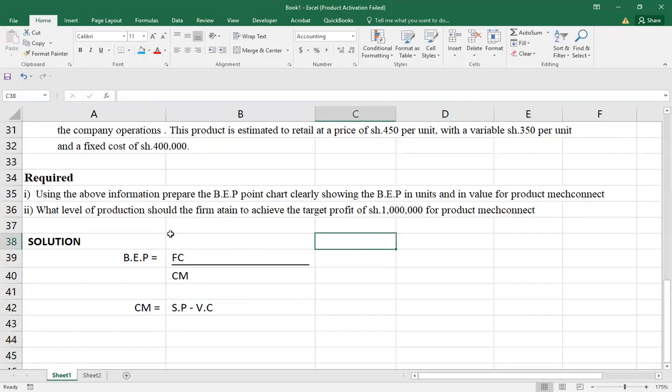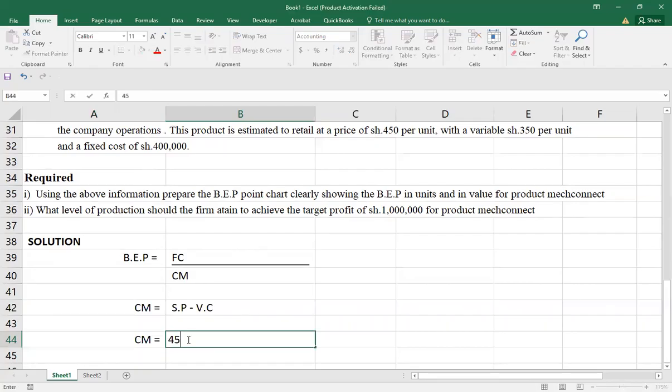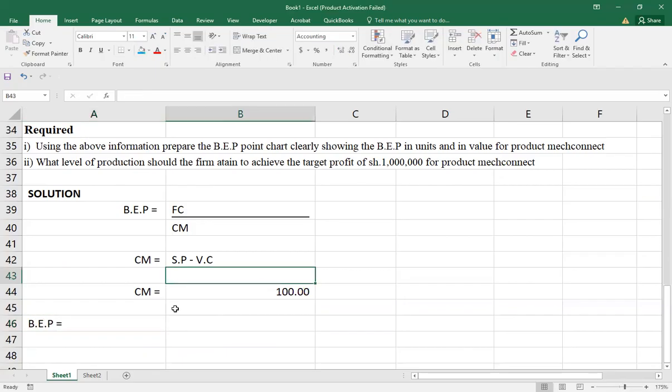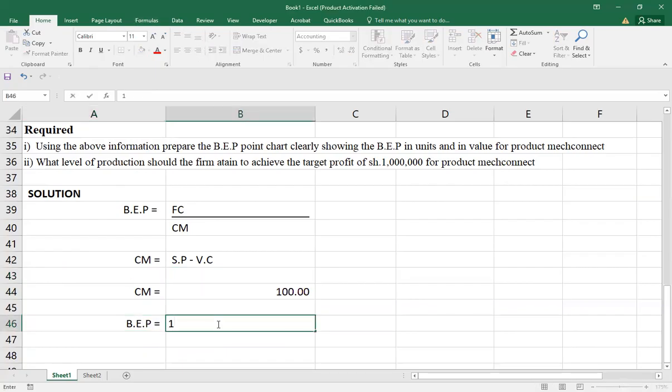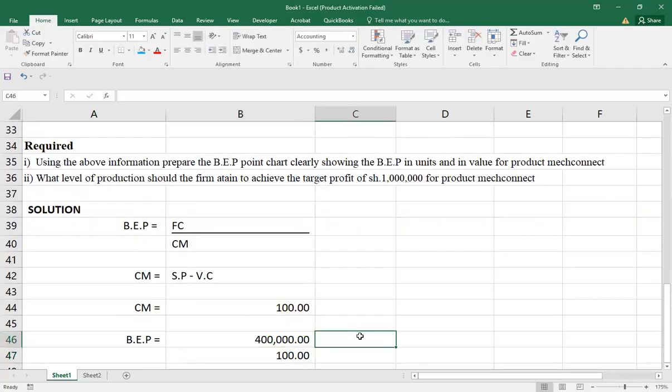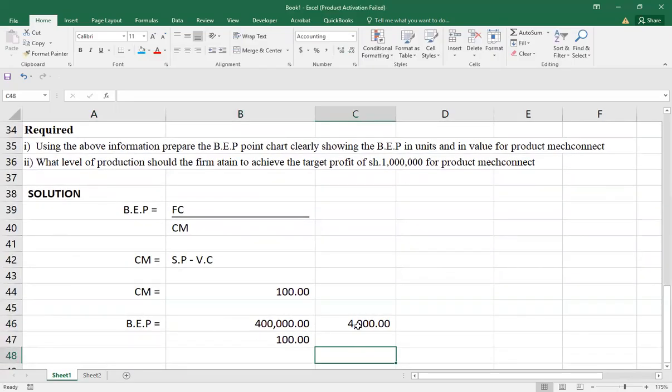So based on this question, even before we go to the chart, I think we can achieve our break-even point, right? This will give us our range. Contribution margin to start with: our selling price, which is 450, minus variable cost, which is 350. So our contribution margin should be 100. So my break-even point should therefore be how much? We were told our fixed cost was 400,000, and our contribution margin is 100. So our break-even point is that one divided by that, so our break-even point is 4,000.